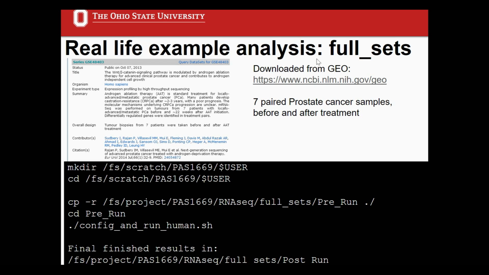So here, in the full set folder under the RNAseq folder, there are a total of 14 samples and 28 FASTQ files, because each sample has two reads, a read 1 file and a read 2 file. Those are 7 pairs of prostate cancer samples, pre and post drug treatment. If you want to run the full pipeline, this is very similar to the real production pipeline that we run in a bioinformatics core.